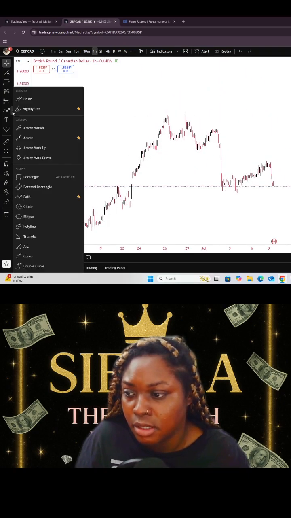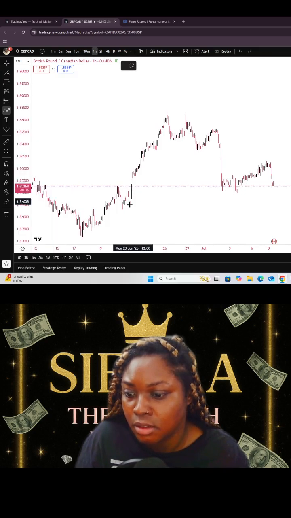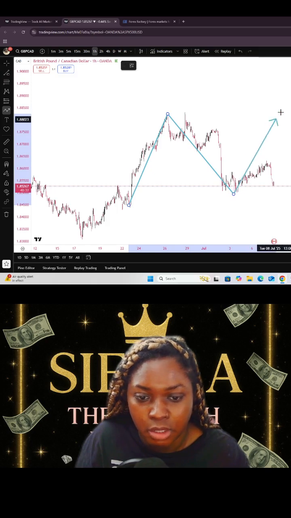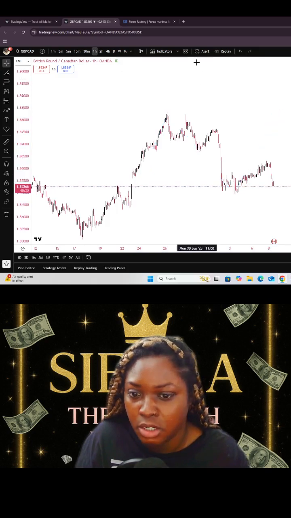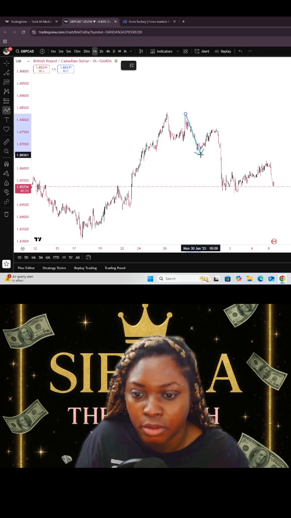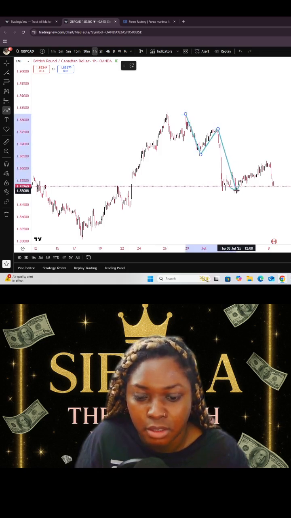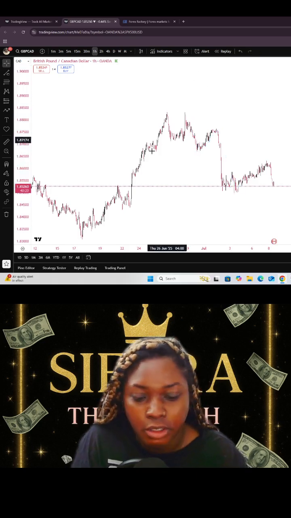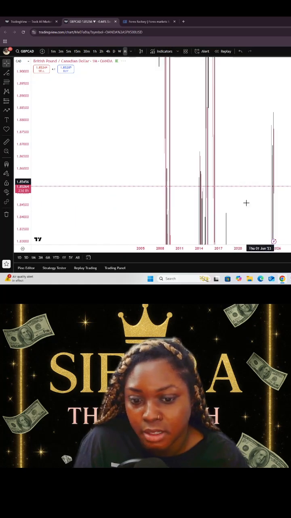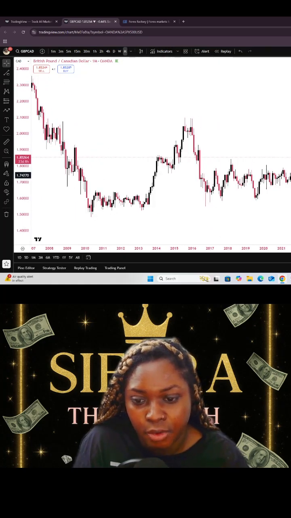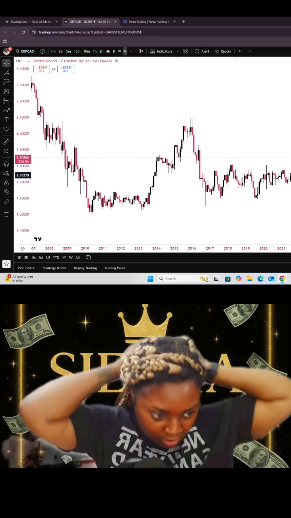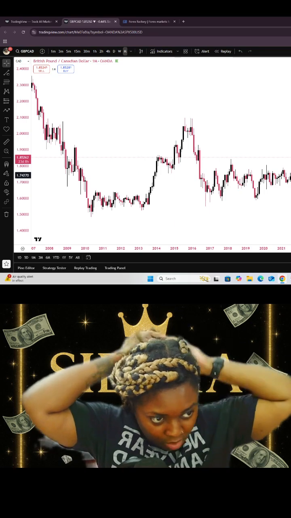So I was looking at structure like this. We had an impulse, correction, and I was looking for a continuation, but it looks like price turned around and gave us this pattern here. So we're going to do our top down analysis on GBP CAD to see if we can catch anything today on it. And then we will mark up our other pairs.